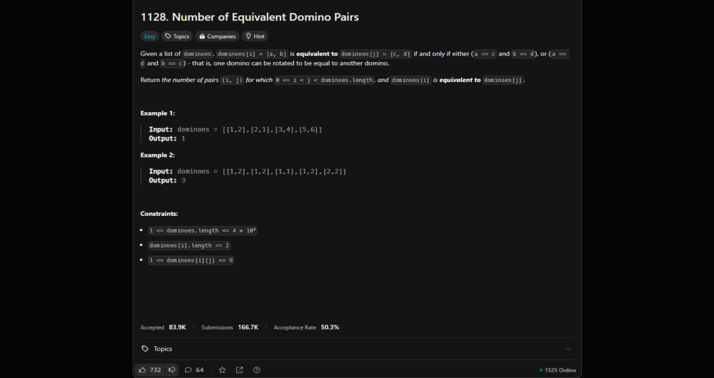Okay, so here's the official problem description. Essentially, we get a list of dominoes. Each domino is just a pair of numbers, like 1, 2, or 3, 4. The main idea is that two dominoes are considered equivalent if they have the same numbers, even if they're flipped. So a 1-2 domino is exactly the same as a 2-1 domino for our purposes. Our goal is to count how many pairs of these equivalent dominoes exist in the input list. We need to find pairs i, j where i comes before j in the list, and domino i is equivalent to domino j. The numbers on the dominoes will be between 1 and 9.